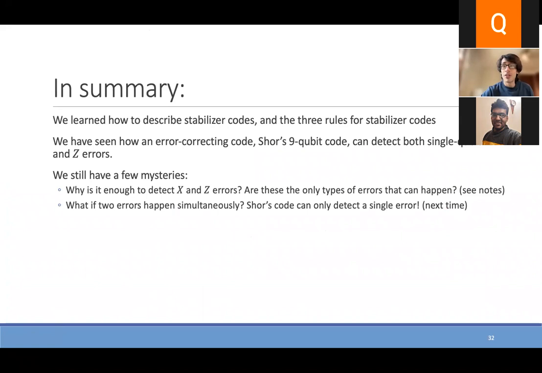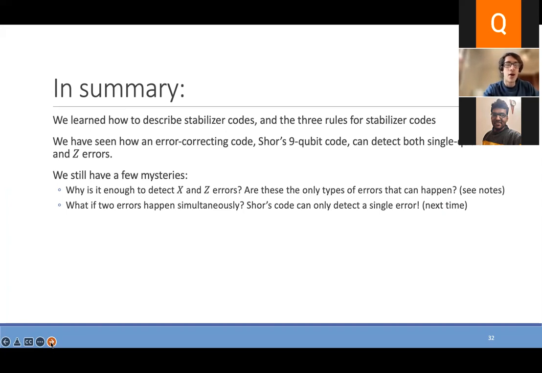So what did we learn today that's important? We learned how to describe stabilizer codes. How do you describe them? You write down their stabilizers. And we learned the 3 rules for stabilizers. When you write down the stabilizers, they have to disagree on an even number of qubits. X stabilizers detect Z errors, Z stabilizers detect X errors, and a single stabilizer can't detect 2 errors on it. 2 errors looks like no errors.